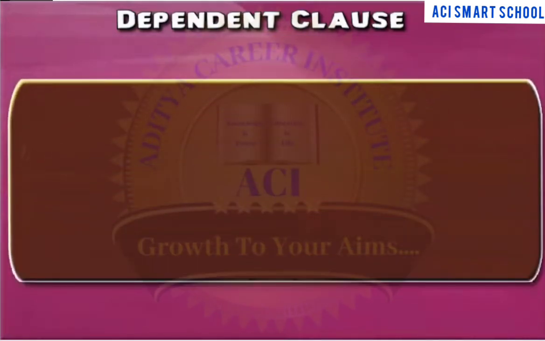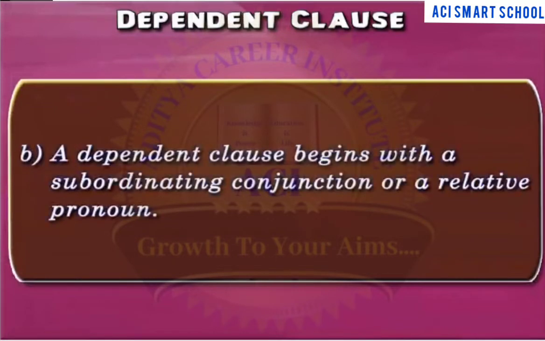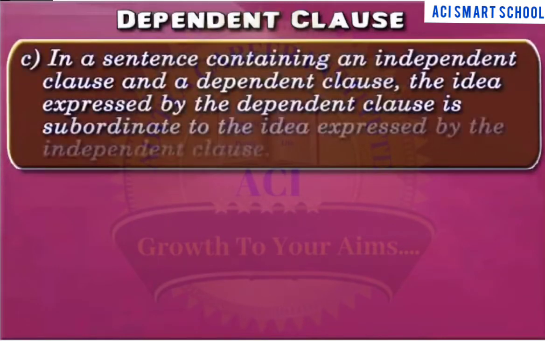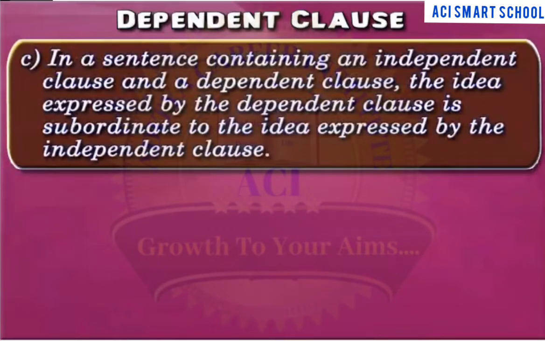B. A dependent clause begins with a subordinating conjunction or a relative pronoun. So, a dependent clause begins with a subordinating conjunction, or a conjunction that joins a subordinate clause to a main clause, or a relative pronoun, or a pronoun that marks a relative clause within a larger sentence, for example, whom. C. In a sentence that has a dependent and an independent clause, the idea shown by the dependent clause assumes less importance than the idea shown by the independent clause.